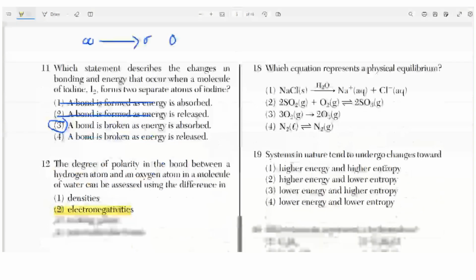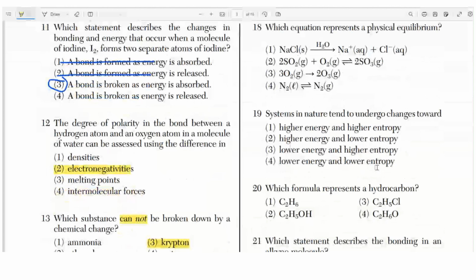Okay. Which equation represents a physical equilibrium? So first of all, equilibrium requires an arrow that goes in both directions. So I can eliminate this and I can eliminate this, okay? So if it is a physical equilibrium, it means I have the same exact chemical formulas on both sides of the equation. So look here, N2 and N2, so that's physical. The other one is chemical because the chemical formulas change on both sides.